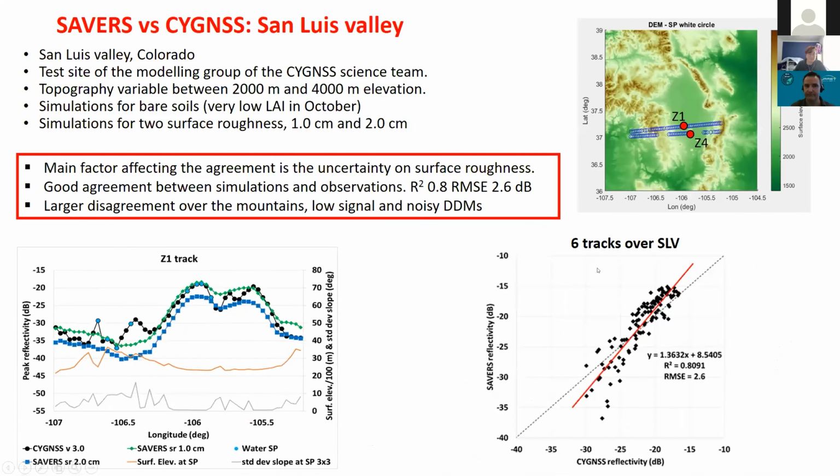Here are some comparisons with the Cygnus. Data are collected in San Luis Valley, which is a test site of the modeling group of the Cygnus science team. Also in this case, the topography is quite variable. And again, here at the bottom left, the track-wise peak reflectivity measured are reported in black, and the simulations with 2 small-scale surface roughness are reported.